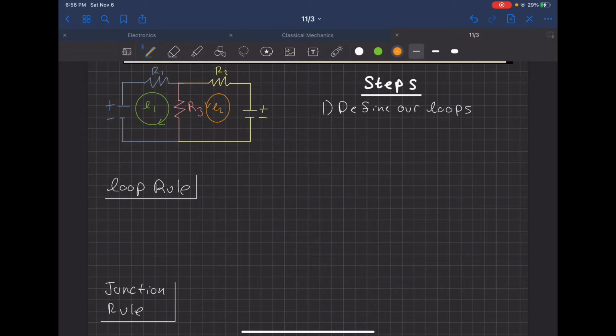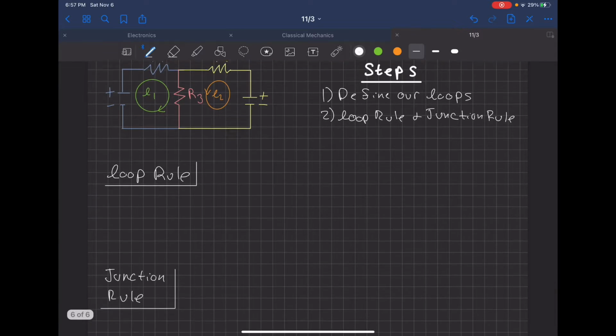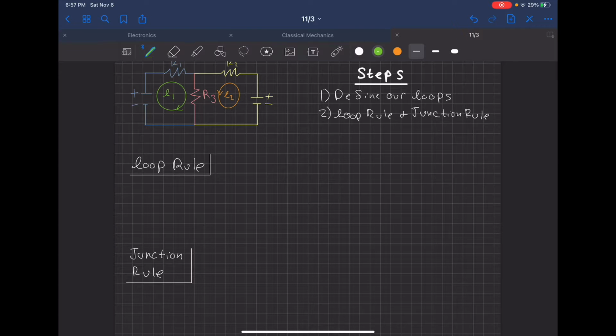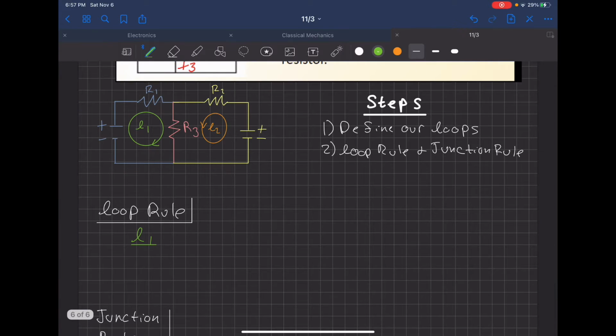Okay, so now that we have that done, we go to our second step, which is to do loop rule and junction rule. And for this, we have loop 1's junction rule, which is going to look like, okay, so the way to think about this is you want to start at a point. I'm going to define that as my starting point, and we are going to go around the circuit in the direction of the loop.